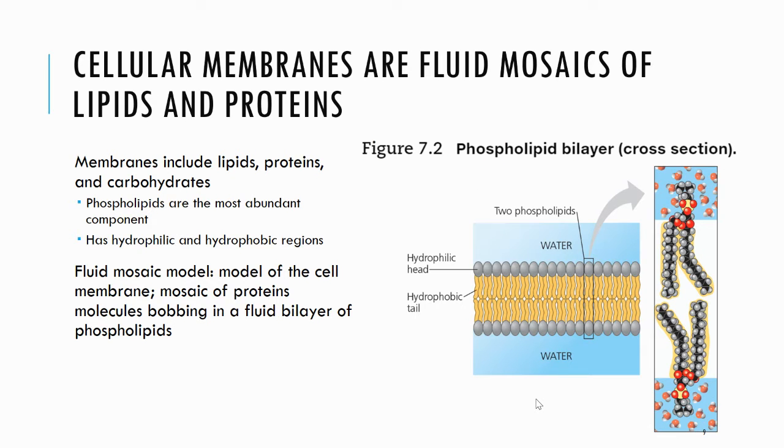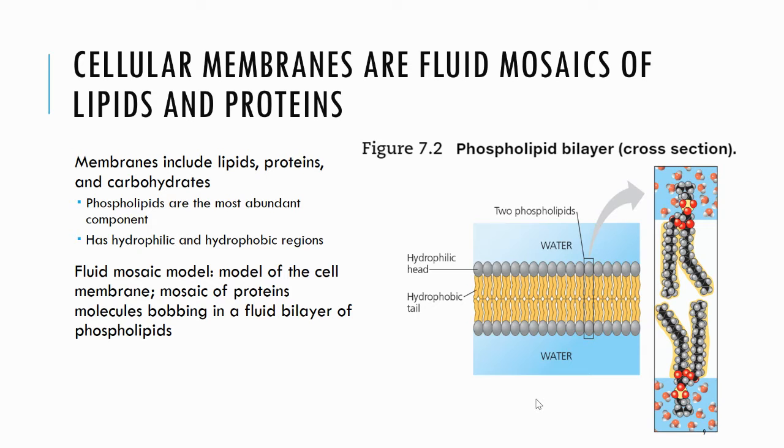Let's start with the specifics of the cell membrane. So the cell membrane is a fluid mosaic of lipids and proteins. Phospholipids are the most abundant component, and they have hydrophilic and hydrophobic regions. The heads of a phospholipid are hydrophilic, and the tails are hydrophobic, which is why they arrange as they do in water, with the hydrophilic regions on the outside, with the hydrophobic regions trapped in the middle.